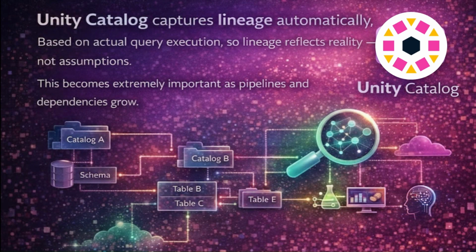In modern data platforms, manual documentation of lineage is not possible because data is being used in many places. And Unity Catalog captures lineage automatically based on actual query execution. So lineage reflects reality, not just assumptions. And this becomes extremely important as pipelines and dependencies grow.